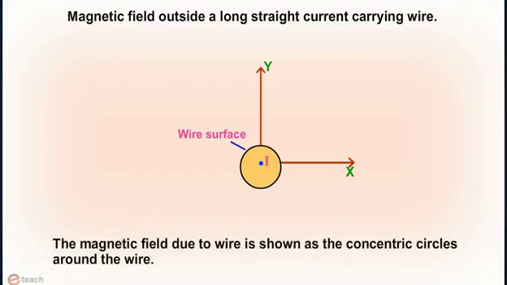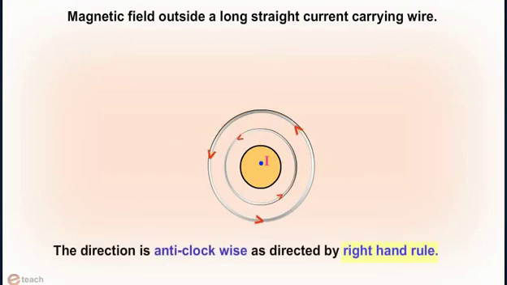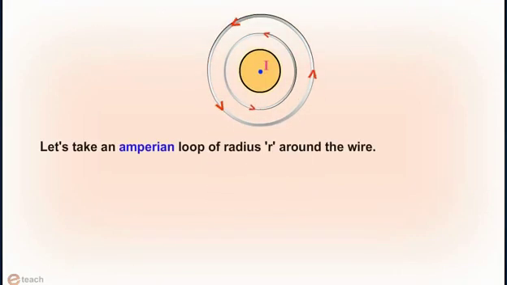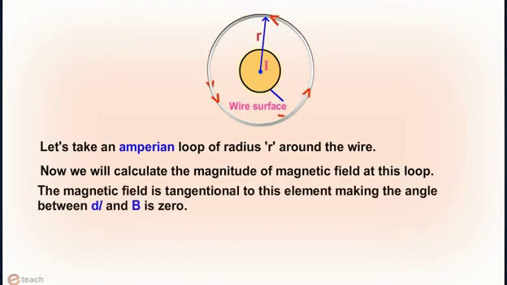Magnetic field lines due to the wire are shown as concentric circles around the wire. The direction is anti-clockwise as directed by the right hand rule. Let us take an Amperean loop of radius r around the wire. Now we will calculate the magnitude of the magnetic field at this loop. The magnetic field is tangential to this element, so the angle between dl and B is 0.